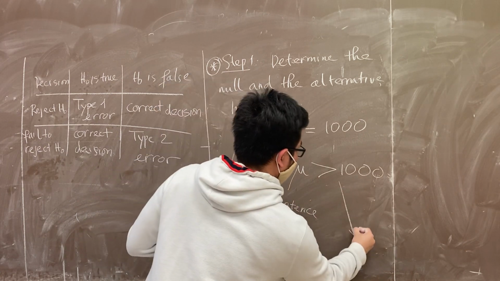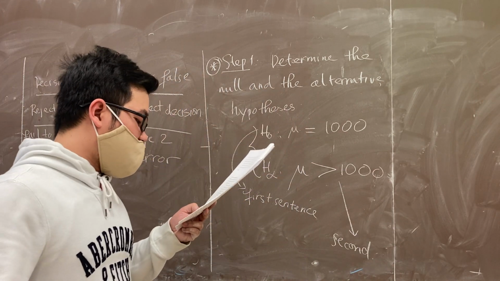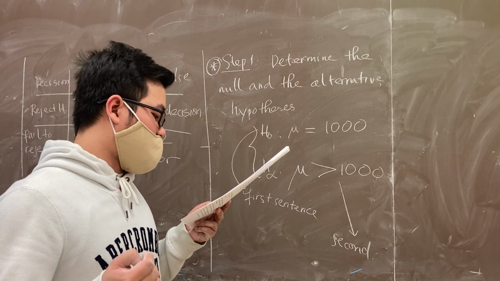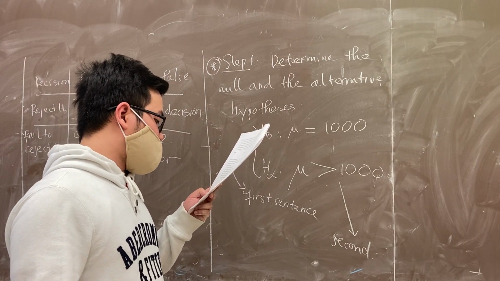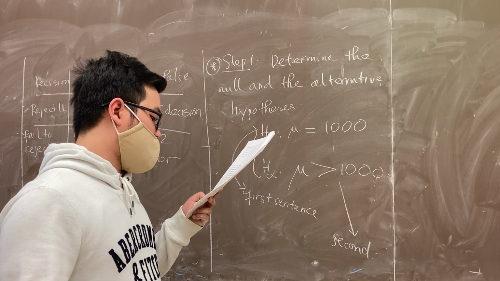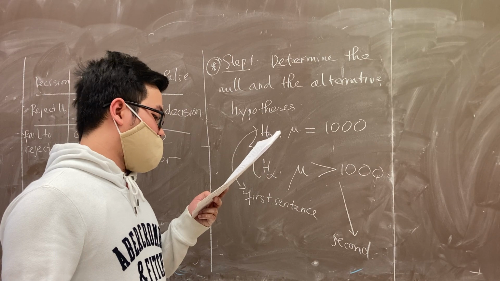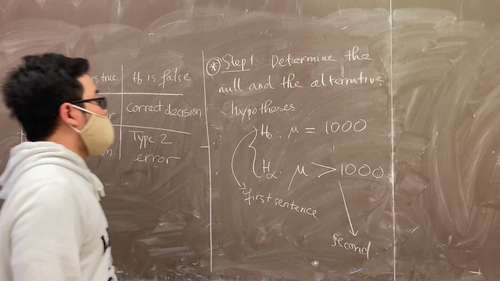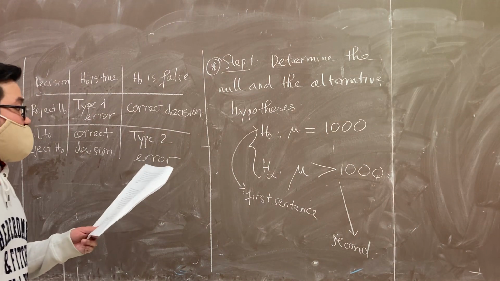And this is in the second sentence. Insurance companies commonly use 10,000 miles as the mean number of miles a car is driven per month. That is the null hypothesis. And one insurance company claims that, they do research and they claim that due to our mobile society, the mean is more than 10,000 miles. Okay, that gives the null and alternative hypothesis. That is step 1.